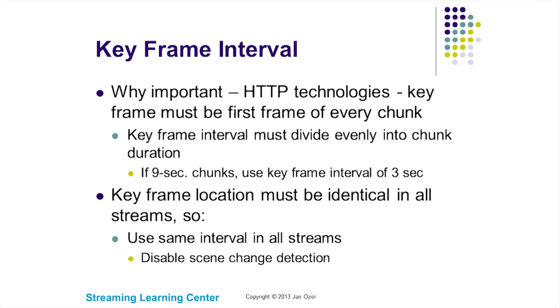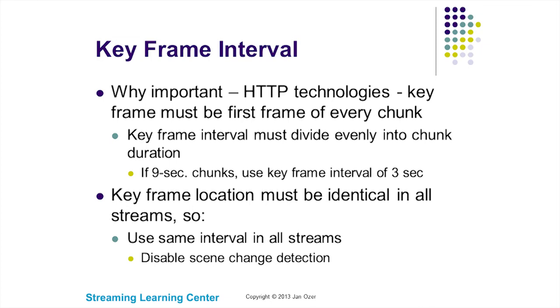Sorensen Squeeze has a really nice interface for this. This is 8.5, they're now up to 9. They've got adaptive bitrate presets for Adobe HTTP, that's HDS, Apple HLS, Microsoft Smooth Streaming, and Dash. I'm not sure what Dash actually does. But here's how they do it.